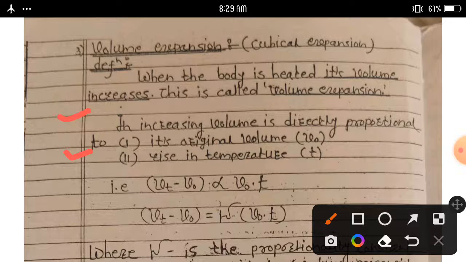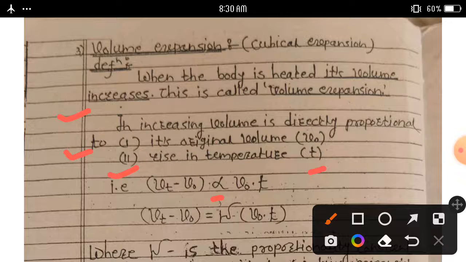Mathematically we can write that the increase in volume is directly proportional, first, to its original volume, which we consider V0, and second, to the rise in temperature, which we consider t. We can write this mathematically as V_t minus V0 is directly proportional to V0 into t. That is, we remove this proportionality sign here.